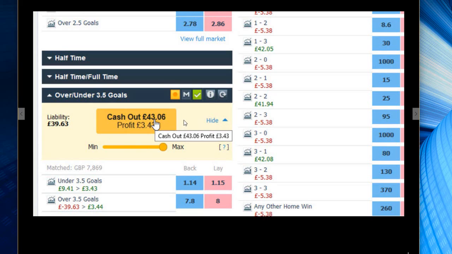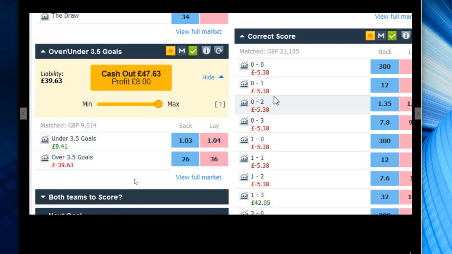Obviously this doesn't make it a Dutching technique. It is then becoming more of a sort of straight bet technique, but obviously we are using the selection criteria rules we've got for the standard method 1 technique, helping us pick suitable matches. So this is a situation where if we didn't have the correct scores, then we could have cashed out at this point for £3.42, £3.43 profit. Okay, let me show you another one.